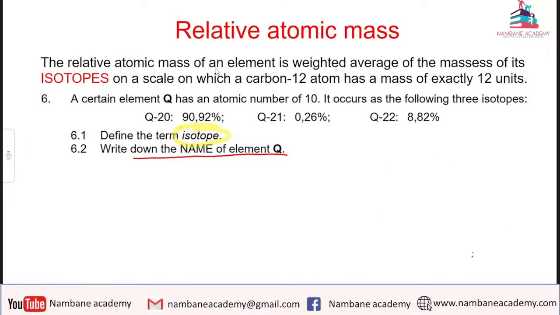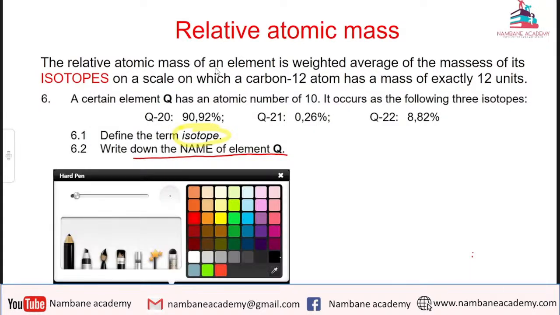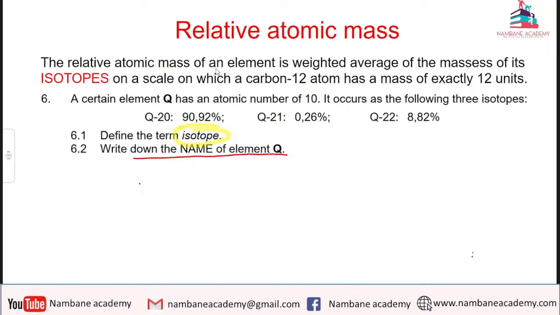Ladies and gentlemen, thank you very much for your answers. Mostly received. Let's check the approach. It's an easy one. The definition of an isotope that we have done, no problem. Let's quickly go to 6.2.